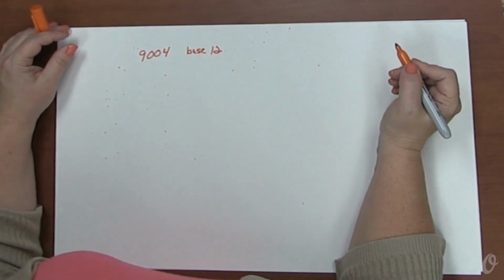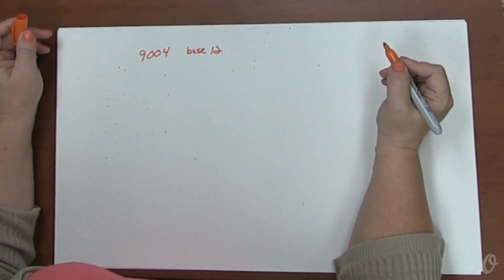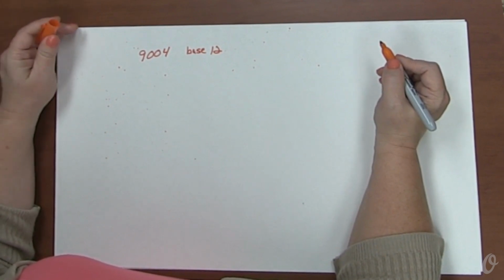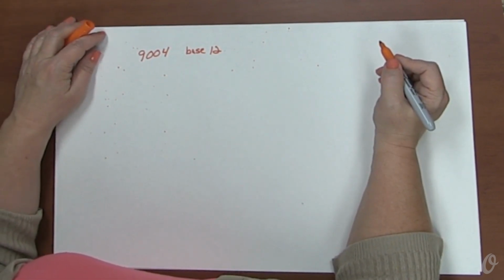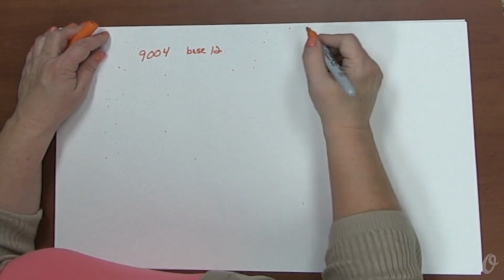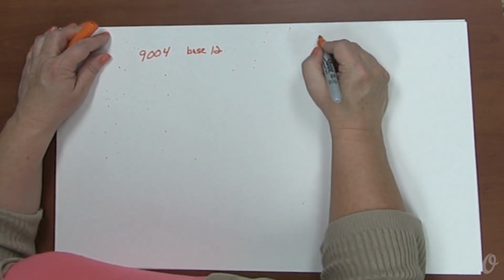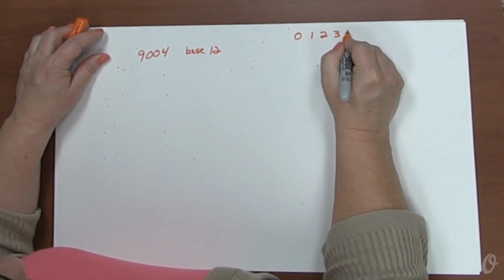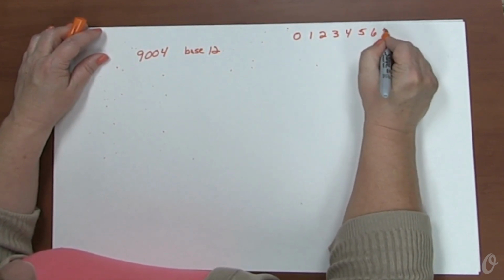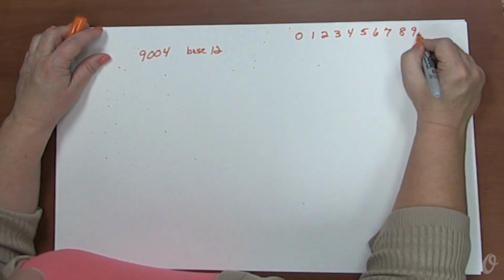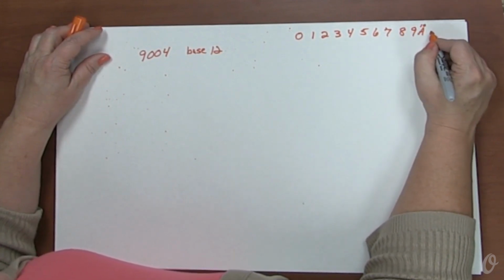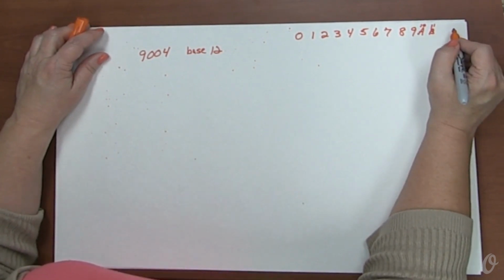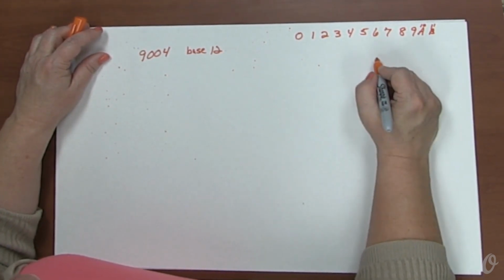Now when I do base 12, I can't use 10 and 11 as symbols. So I have to use letters, and our book is using the letters A, B, C, D to represent numbers once we pass 9. So the digits would be 0, 1, 2, 3, 4, 5, 6, 7, 8, 9. A represents the value 10, and B represents the value 11. Now let's look at what base 12 looks like.